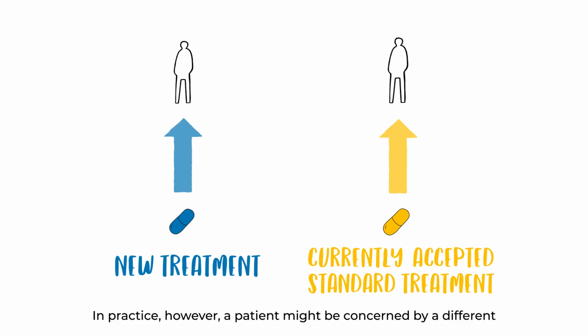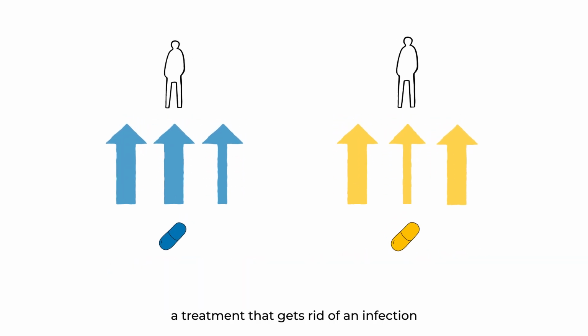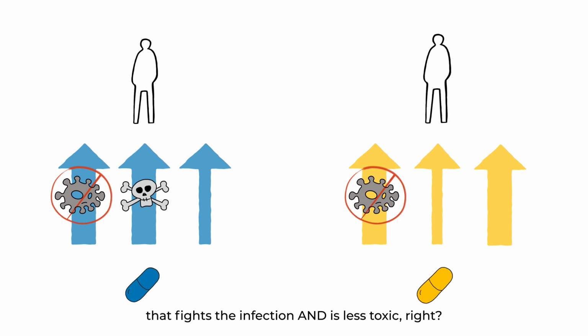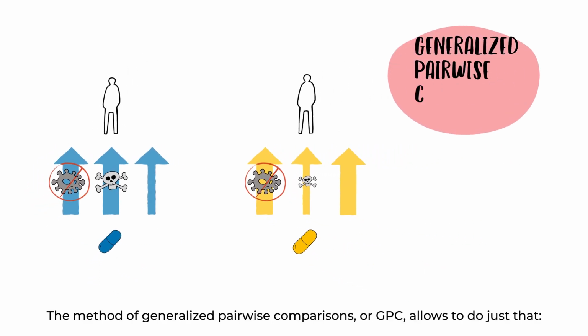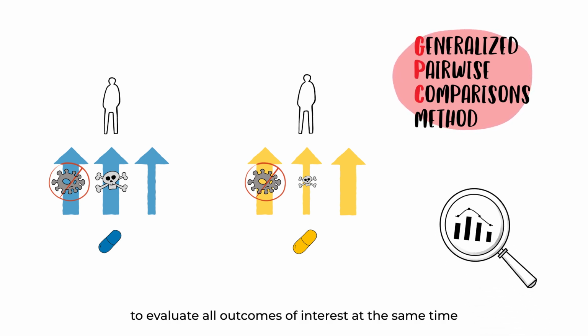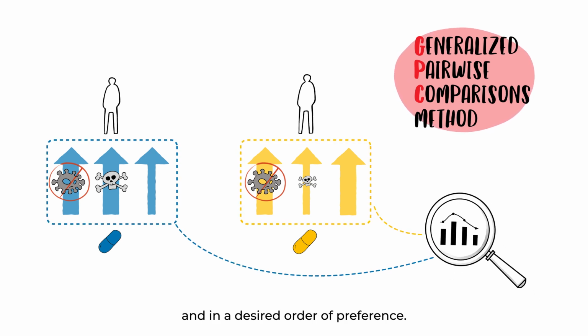In practice, however, a patient might be concerned by a different or even several outcomes of the treatment simultaneously. A treatment that gets rid of an infection but is very toxic is not the same as a treatment that fights the infection and is less toxic, right? The method of Generalized Pairwise Comparisons, or GPC, allows to do just that, to evaluate all outcomes of interest at the same time and in a desired order of preference.